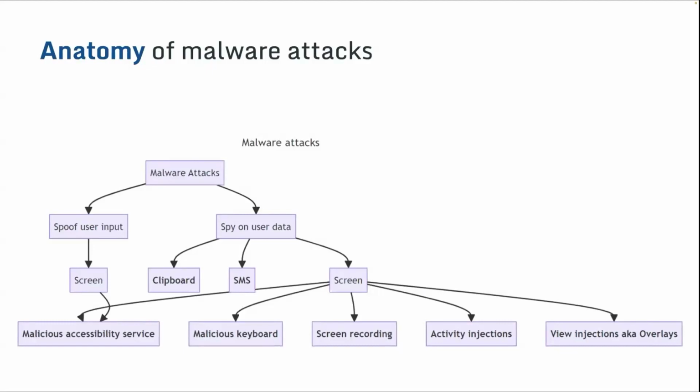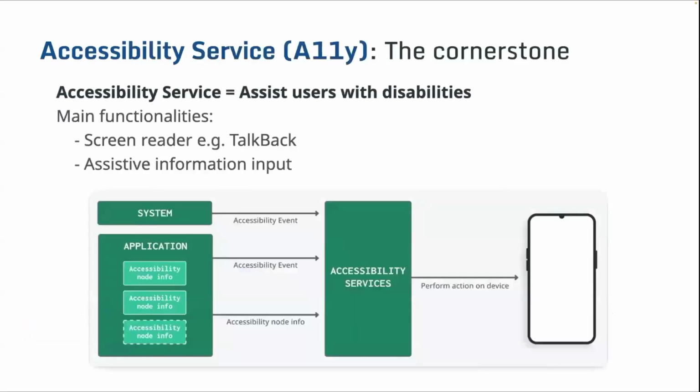Accessibility services can also be used to perform some automated actions, like we could think of some malware performing a fraudulent transaction all by itself. Okay, so the fundamental piece of the attack patterns we have seen is accessibility services. They exist because there are users with special needs and they need some assistance.